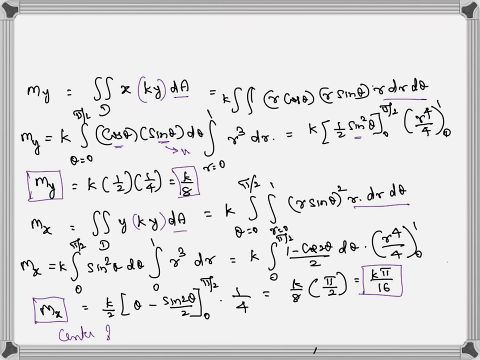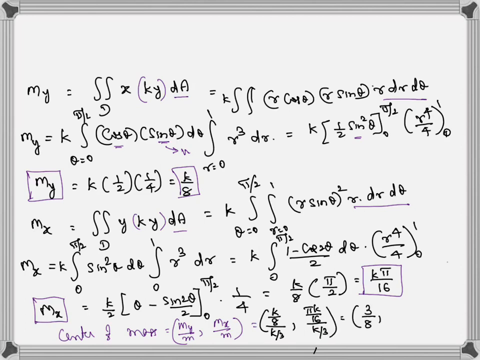So the center of mass, (x bar, y bar), is M_y over M comma M sub x over M. If you substitute the respective values here, it is k over 8 over M, which is k over 3, comma M_x, which is pi k over 16, divided by k over 3. Simplifying, we get 3 over 8, comma 3 pi over 16.